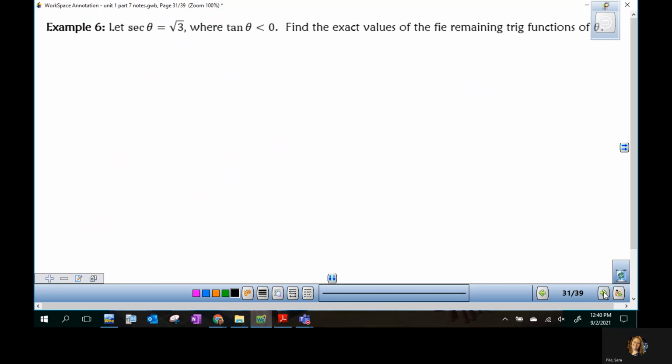The tangent value came out positive because a negative divided by a negative is a positive. So the tangent is positive here because x is negative and y is negative. Does that make sense?